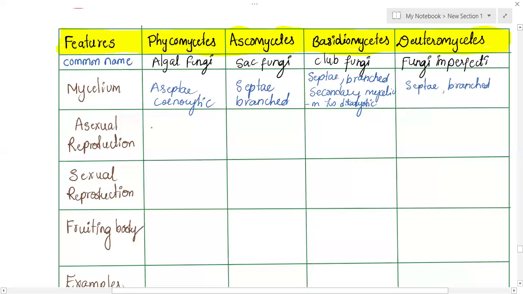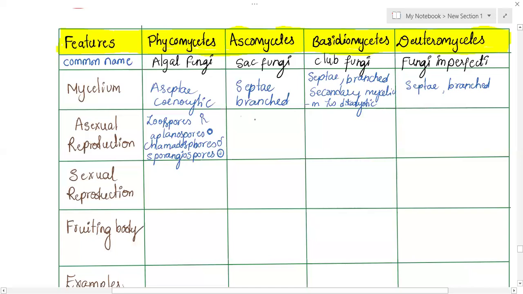What about the reproduction part? Here they have zoospores, aplanospores, chlamydospores, and sporangiospore. Zoospores means they have flagella, they can swim. Aplanospores are just like this. Chlamydospores means they have only one flagella. Sporangiospore means they have a sac, and inside the sac they have spores. Okay.